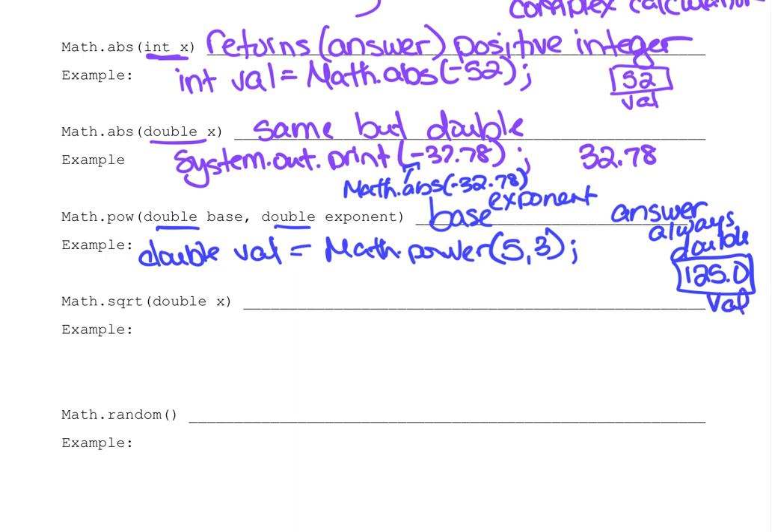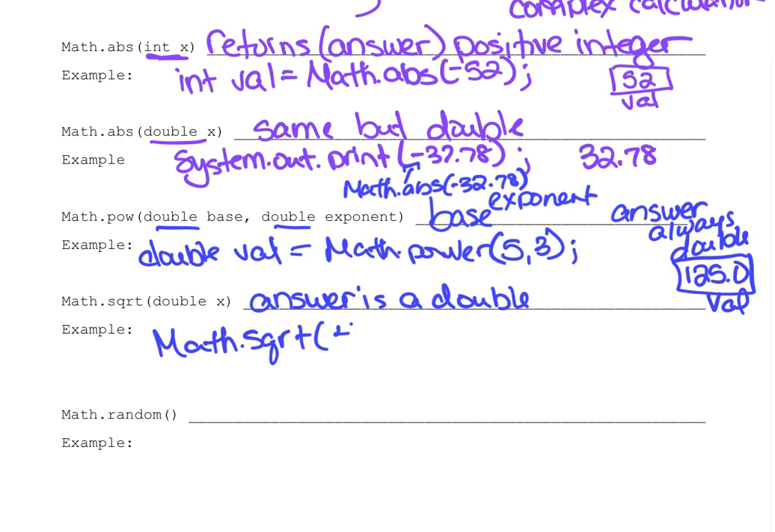All right, square root works the same. It's going to answer as a double, even if it isn't a double. So if I do math, and I say output this, well, I won't write all the system out stuff before. Math.square root, say 4. This answer here is actually 2.0.